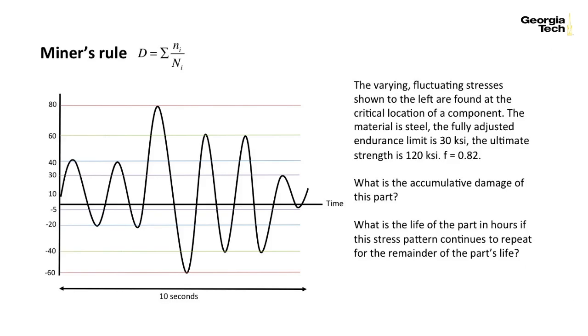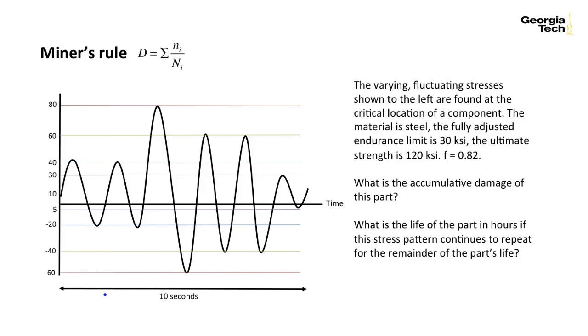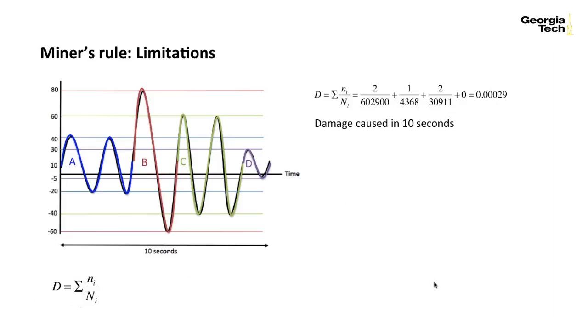So last time we worked through this example, and what we were able to determine is that the total damage on the part was D equals 0.0029. And that damage was caused in 10 seconds of these applied stresses. The question also asked us to determine the life in hours remaining if this stress pattern continued to repeat for the remainder of the part's life. So this part is going to see these cycles every 10 seconds for the rest of its life.